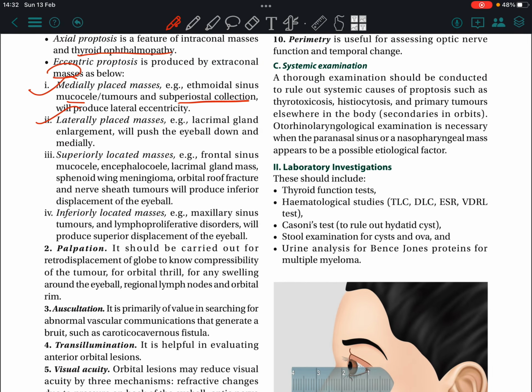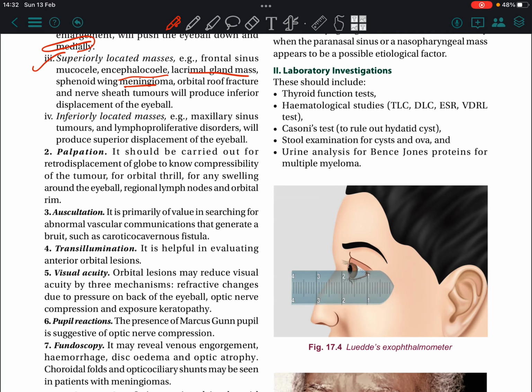Laterally placed masses, lacrimal gland enlargement will push the eyeball down and medially. Superiorly located mass, frontal sinus mucocele, encephalocele, lacrimal gland mass, sphenoid wing meningioma, etc. Then inferiorly located mass, maxillary sinus tumors, lymphoproliferative disorder will produce superior displacement of the eyeball.